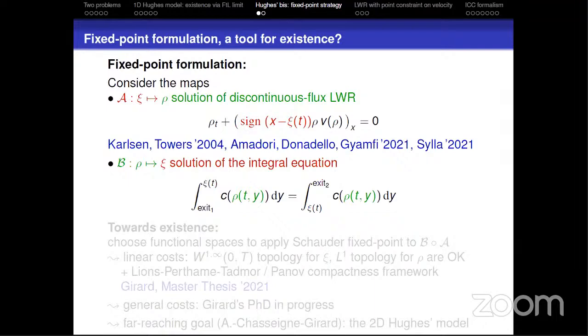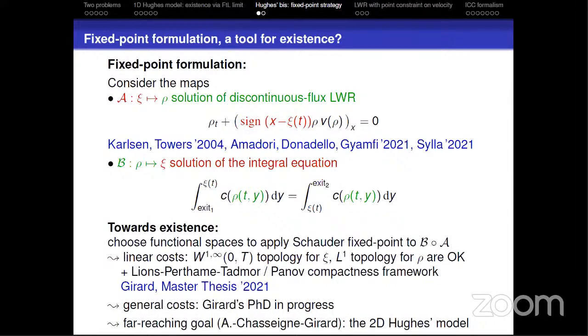Okay, and you make compositions of these operators, and if you want to use this viewpoint for existence, you have to choose functional spaces to apply some fixed point. A contractive fixed point is out of reach here, whatever the time horizon T, but a Schauder fixed point is okay if, as Theo Girard did, you take linear costs, because it gives you much better properties of this operator, for the reasons I mentioned above. You don't need a normalized formulation for C of ρ; you just use the weak formulation for ρ in order to understand the T dependence of ψ.